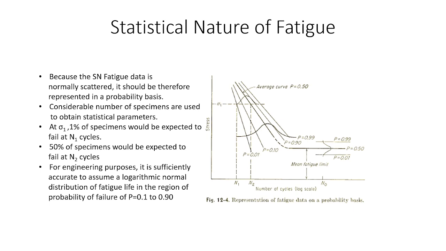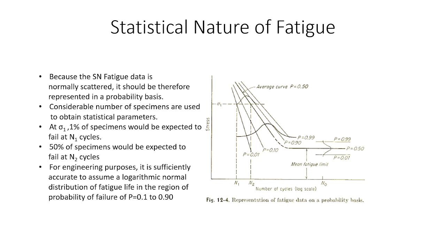So a considerable number of specimens are used to obtain statistical parameters. At sigma 1, 1% of the specimens would be expected to fail at N1 cycles. You can see the N1 cycles here, given on the left hand side of this diagram at sigma 1, because it is a higher stress level. So 50% of specimens would be expected to fail at N2 cycles. You can see the N2 cycles, that is, the number of cycles to failure is more, where the probability of failure is taken in the range of p is equal to 0.50.